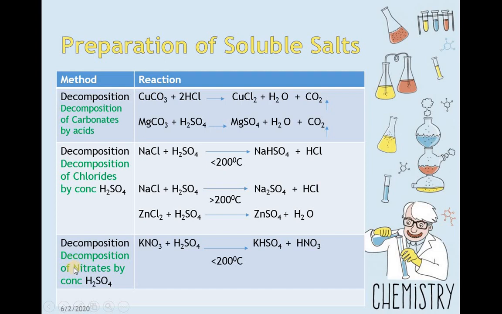Now decomposition of nitrates by concentrated sulfuric acid, same, this also you had done. Below 200 degrees Celsius you are getting the acid salt, that is bisulfate.